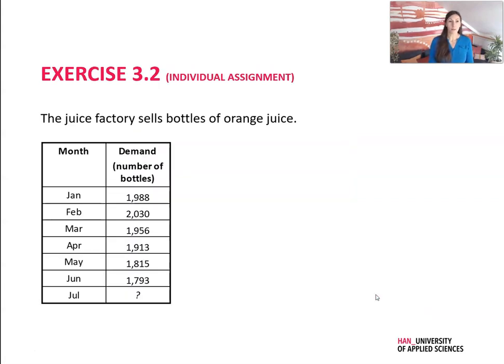Let's look at an example. Practice always makes things easier to understand. We have a juice factory which sells bottles of orange juice, and we have 6 months of sales data, from January all the way to June. Our task is to figure out what the forecast will be for July.